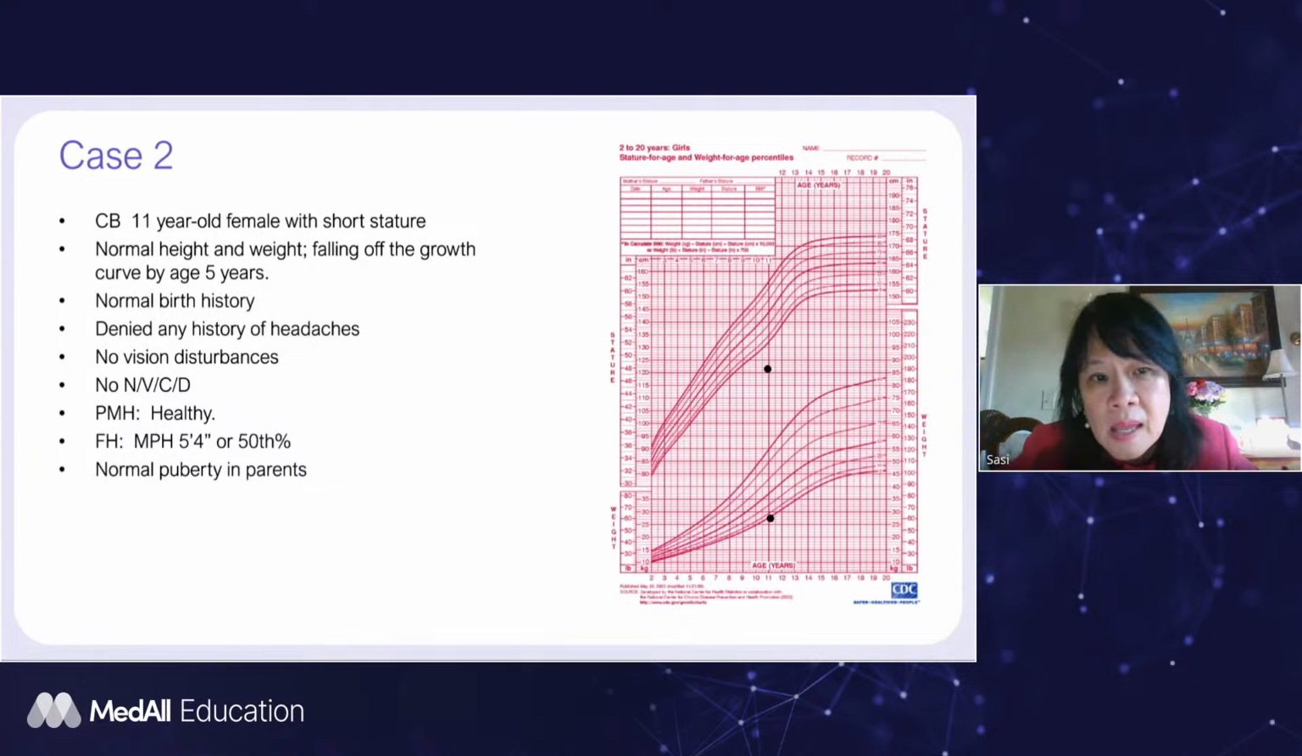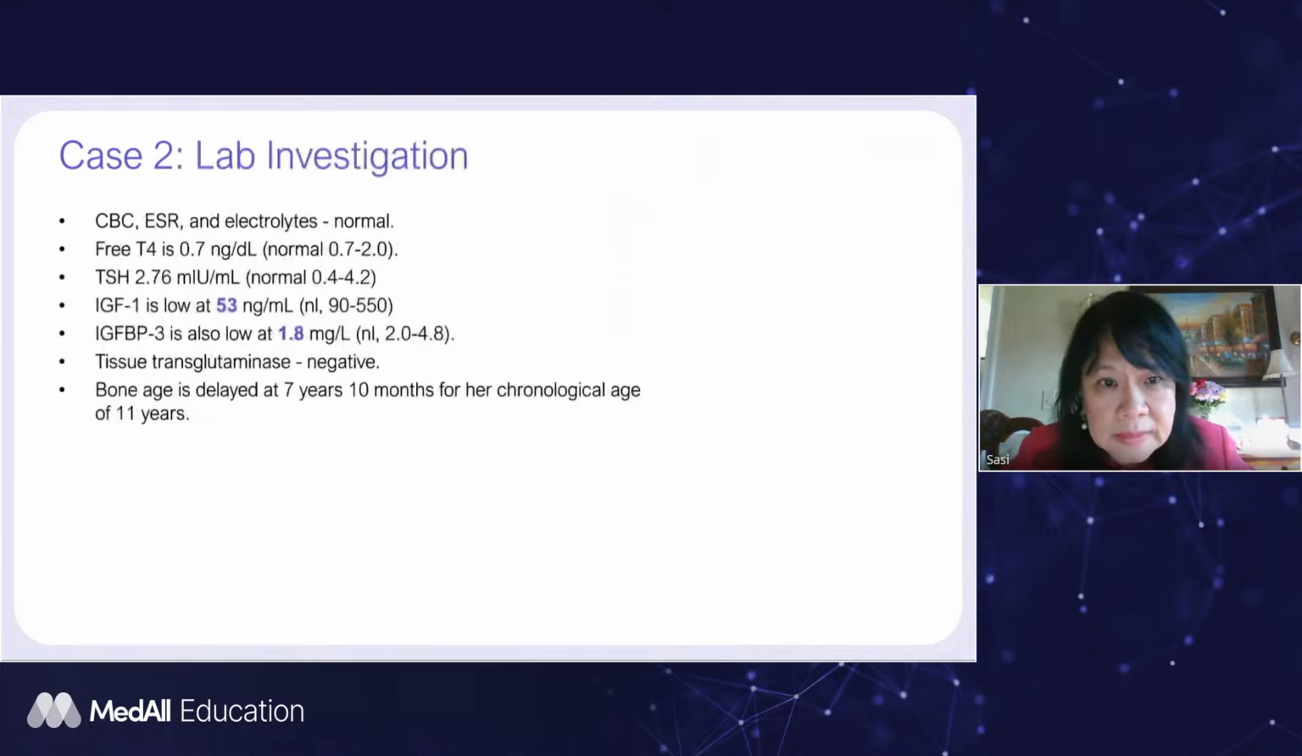And she denied any history of headaches, no vision problems, and no nausea, vomiting, constipation, or diarrhea. Her midparental height is about 5'4" or 50th percentile, with normal puberty onset in parents. And we did lab investigations, and you can see that she had normal CBC, sed rate, electrolytes.